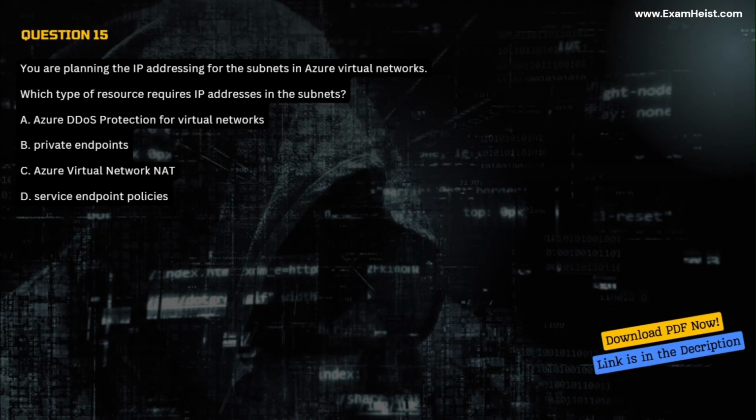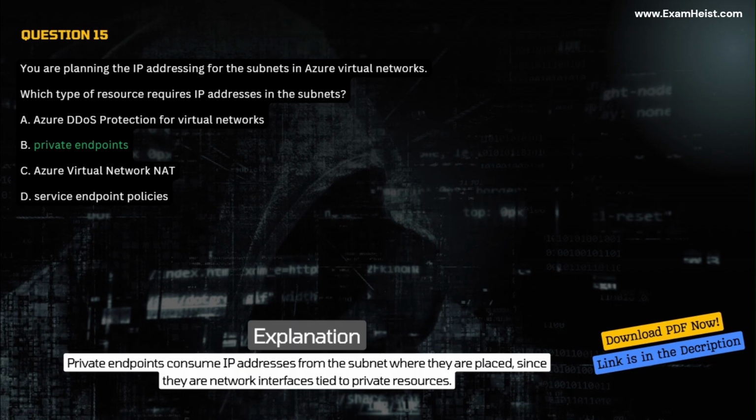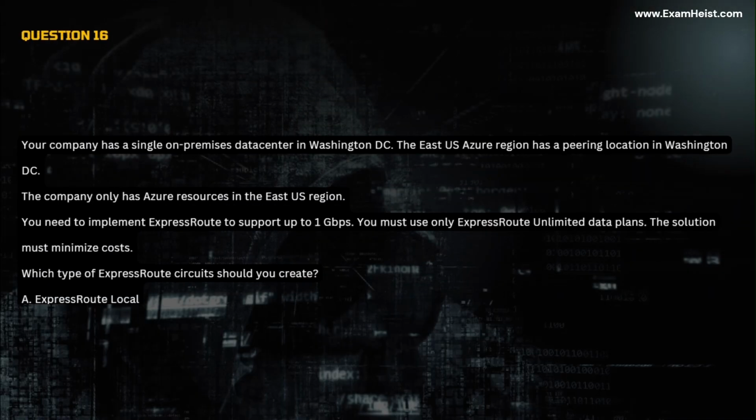Question 15. You are planning the IP addressing for the subnets in Azure Virtual Networks. Which type of resource requires IP addresses in the subnets? A. Azure DDoS protection for virtual networks. B. Private endpoints. C. Azure Virtual Network NAT. D. Service endpoint policies. Correct answer: B. Private endpoints. Explanation: Private endpoints consume IP addresses from the subnet where they are placed, since they are network interfaces tied to private resources.